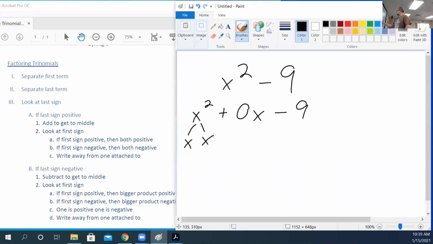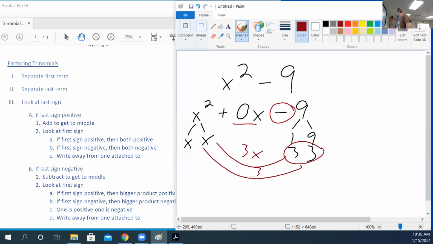Separate the first term, x and x. Separate last term, 1 and 9, 3 and 3. And the last sign is negative, so that means we're group B. We're going to subtract to get the middle. And so the only one that does that is 3 minus 3, which will give us 0. So 3x minus 3x. So I've got x and 3, x and 3.